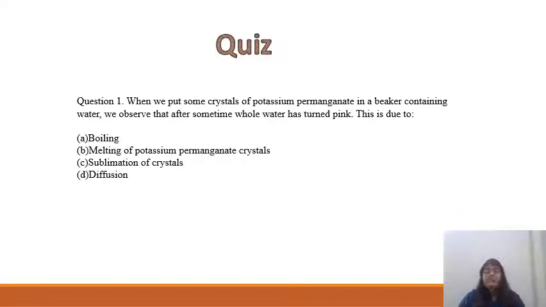Now, it's quiz time for you. Okay, you have to tell me. When we put some crystals of potassium permanganate in a beaker containing water, we observe that after some time the whole water has turned pink. This is due to: option A, boiling; B, melting of potassium permanganate crystals; C, sublimation of crystals; or D, diffusion. Yes students, what will be the answer? Just tell me. Yes, it's diffusion.